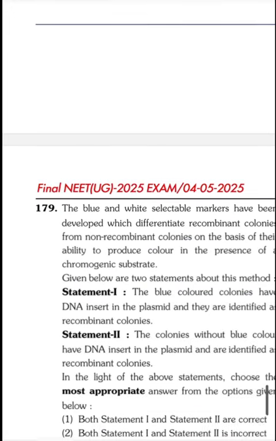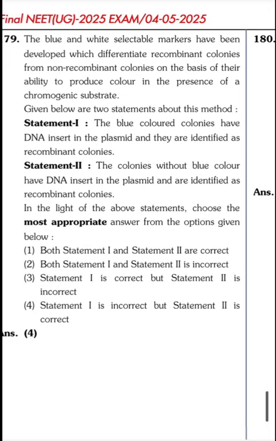Next one, 179. The blue and white selectable markers have been developed which differentiate recombinant colonies from non-recombinant colonies. Given below are two statements. Blue colored colonies have DNA insert in the plasmid and they are identified as recombinant colonies. Statement 1 is incorrect. But statement 2, the colonies without blue color have DNA insert. That is white colored one. This is correct. Statement 1 is incorrect.